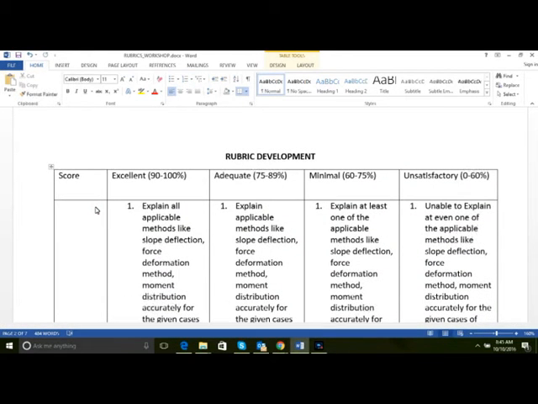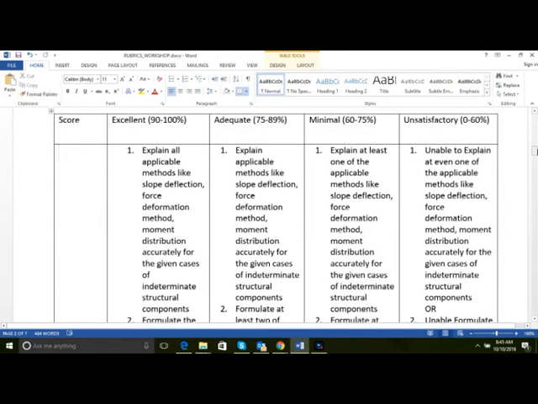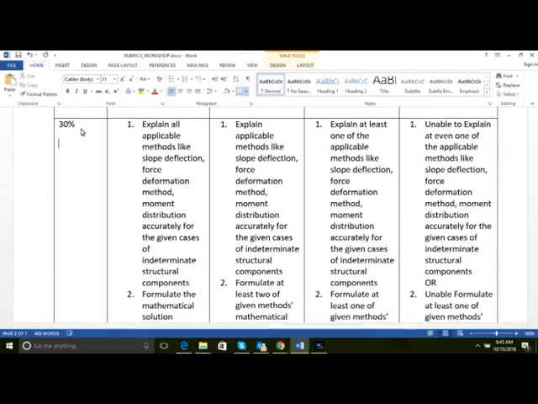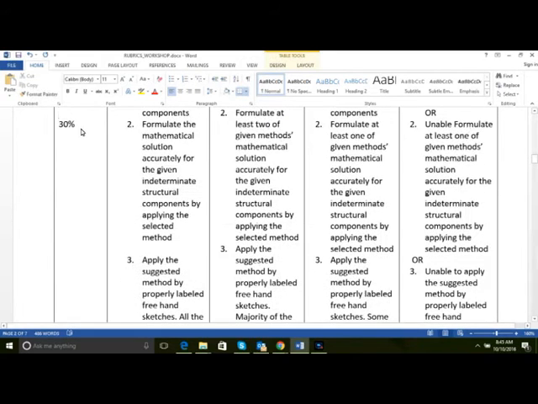The faculty unanimously agree on the percentage of scoring for each of the steps. The first step on explanation, 30%. The second step on formulation of the given method, 30%, and 40% for applying the suggested method by the freehand sketches, indicating all parameters in the formulae.